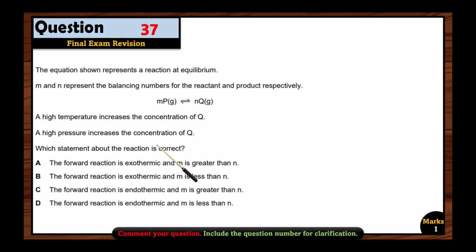Question 37. The equation shown represents a reaction at equilibrium. M and N represent the balancing numbers of the reactants and the products respectively. A high temperature increases the concentration of Q. Okay, so if the concentration of Q is increased with high temperature, what does it mean? It means the forward reaction is endothermic.